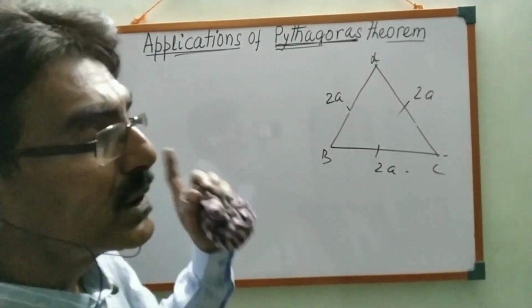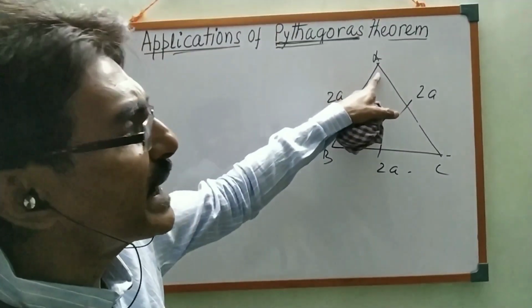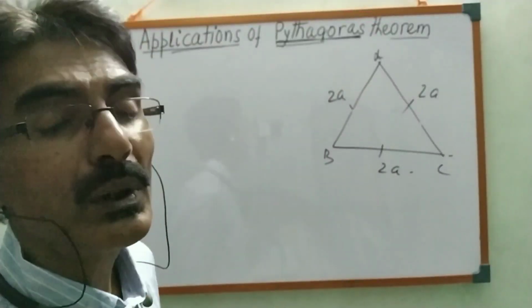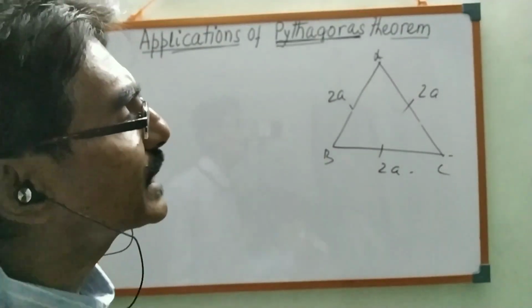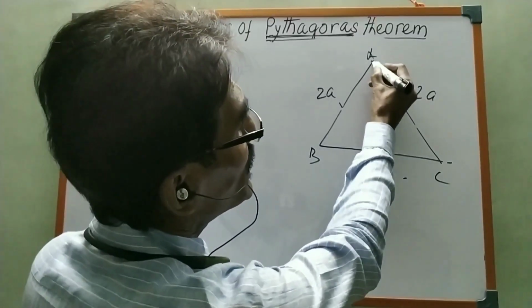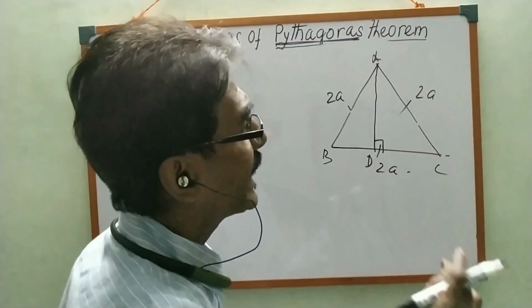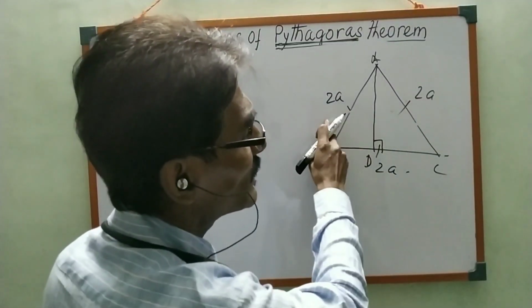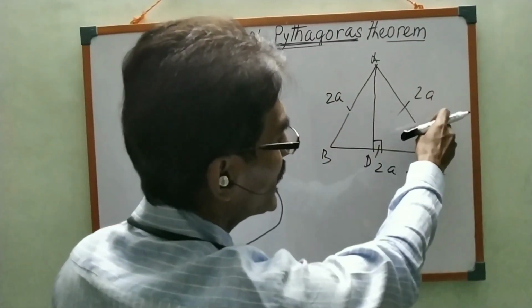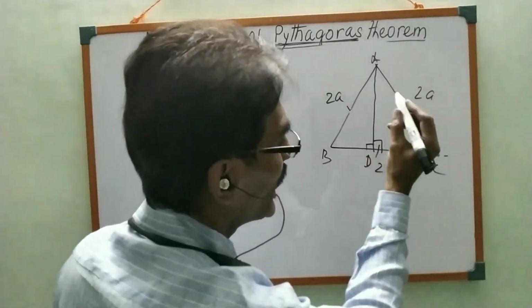You know, altitude means from any vertex, the perpendicular on the opposite side. I am drawing one of the altitude, like AD is the altitude, 90 degree, and as it is equilateral triangle, you say this side equal, this one 90 degree.